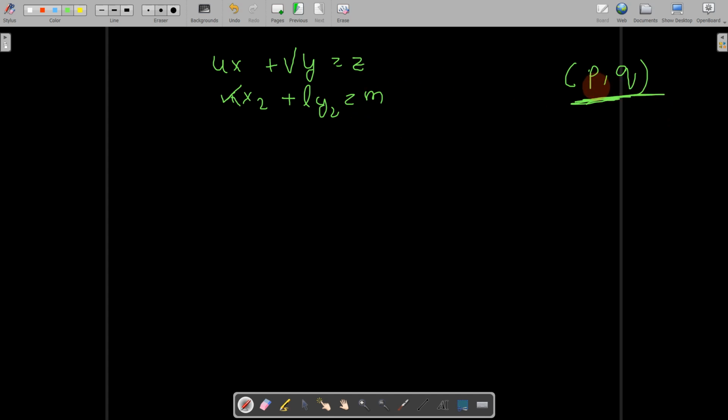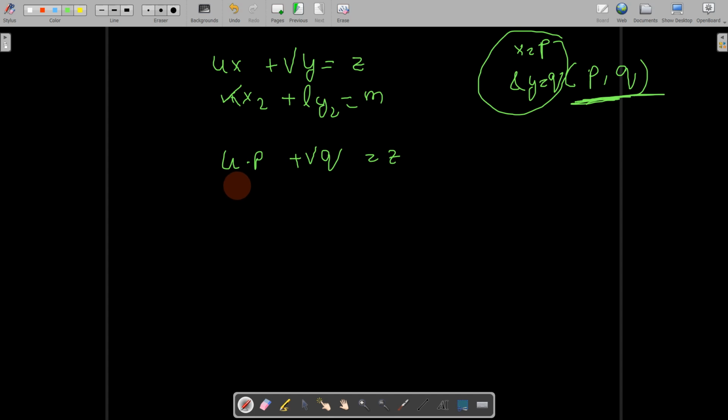That means P comma Q, X equals P and Y equals Q, will satisfy both the equations. We will take the constants on one side, or we can take constants on the other side as well, no problem. That will satisfy the equation if we plug in PQ in both the equations of line, because it's the common point of intersection for both the lines. So U times P plus V times Q is equal to Z, and K times P plus L times Q is equal to M. We know that.